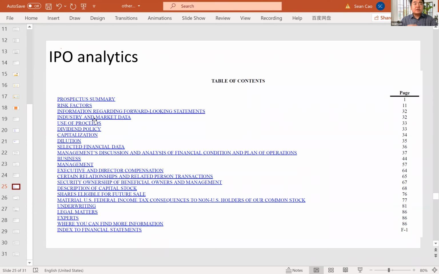And about the industry, you're not just talking about yourself. You're talking about your competitors, right? And you're talking about the cash flow. You're talking about dividends. You're talking about the market size. You're talking about the financial data. This is important. You talk about your financial conditions.